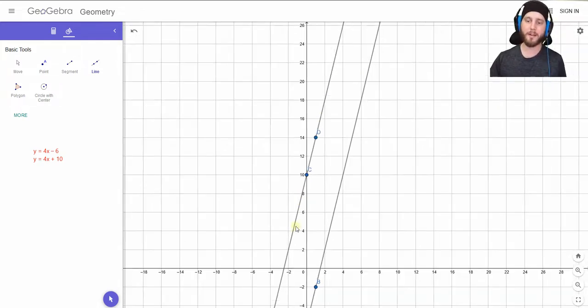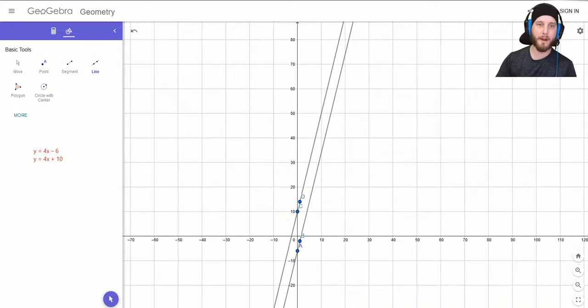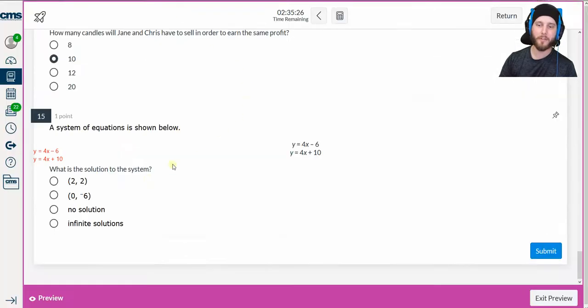And if you zoom out and double check, you will see, like I said, if they have the same slope, they're parallel. They're going to follow each other and never cross. Therefore, there is no solution, there is no answer that will work for both equations.